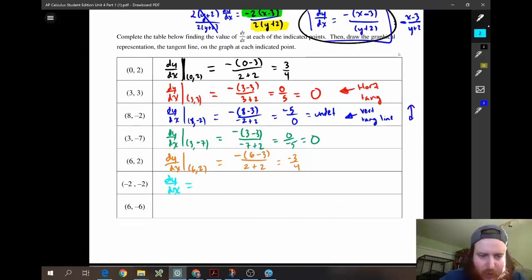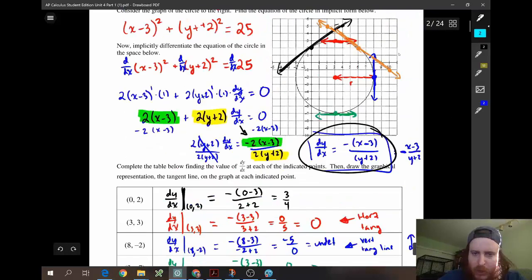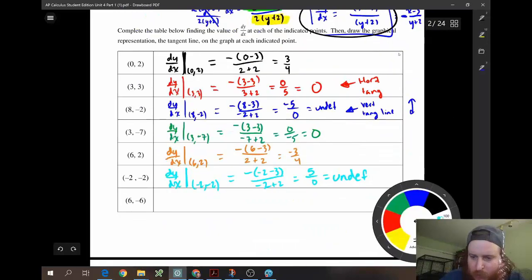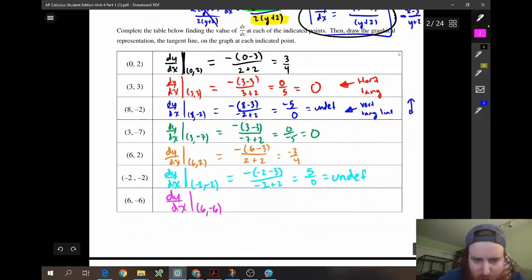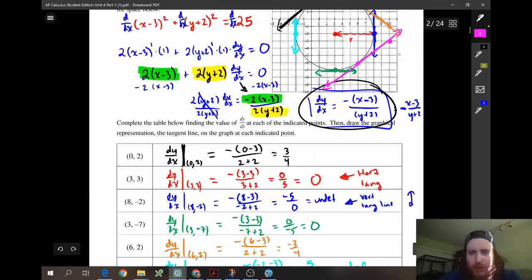And you can graph that in just by going down 3/4. Then our next one we get is 5/0 again, which is another one of those vertical tangent lines, right? And that's symmetrical to our other vertical tangent line. And finally, at (6, -6), we plug that in and we get 3/4 again. And so we can plot the 2 points, up 3/4, and draw on that tangent line. So there's that.